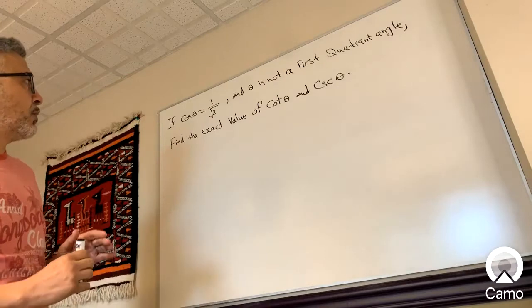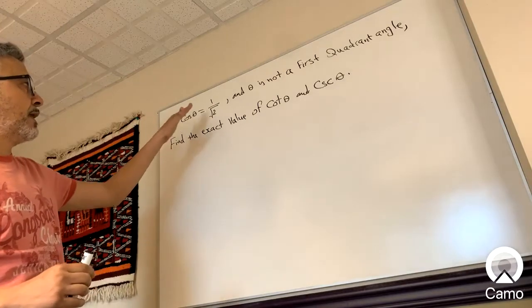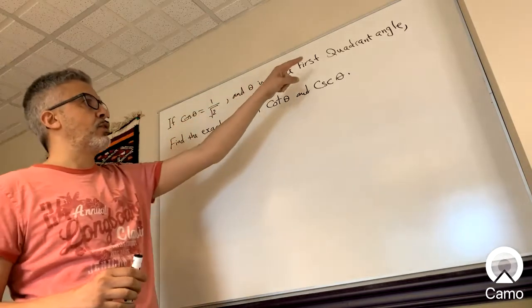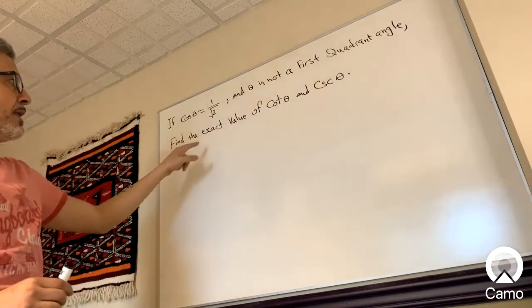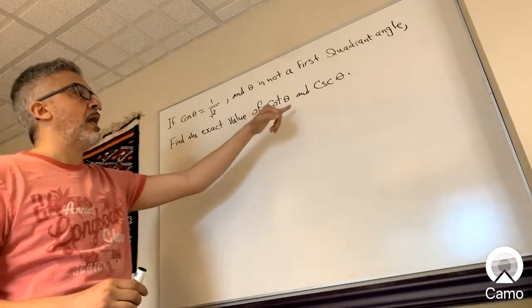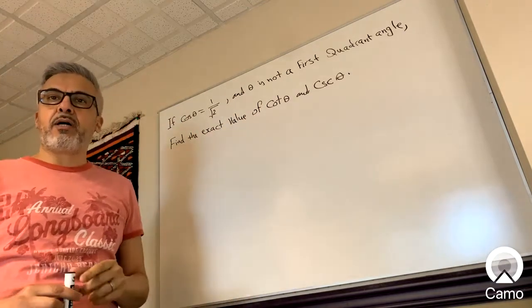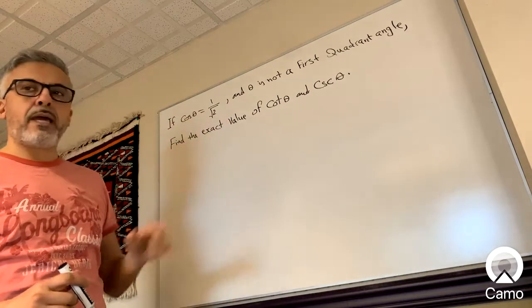So here's a trick question. If cosine theta equals 1 over root 2 and theta is not a first quadrant angle, find the exact value of cotangent and cosecant theta. So here, the first thing we have to start off with is to draw where the angle is.